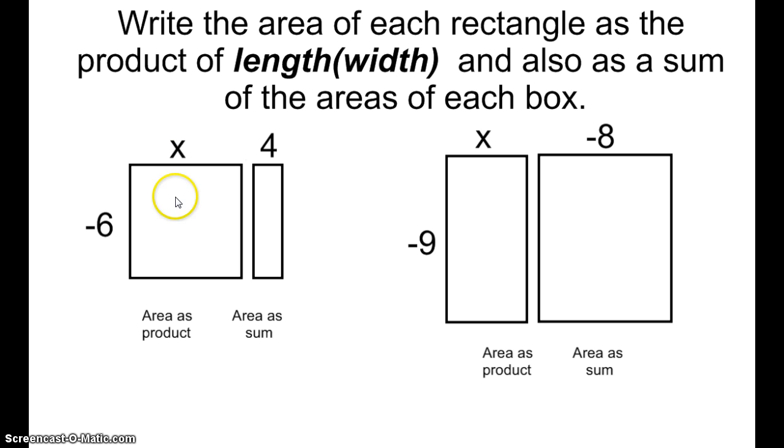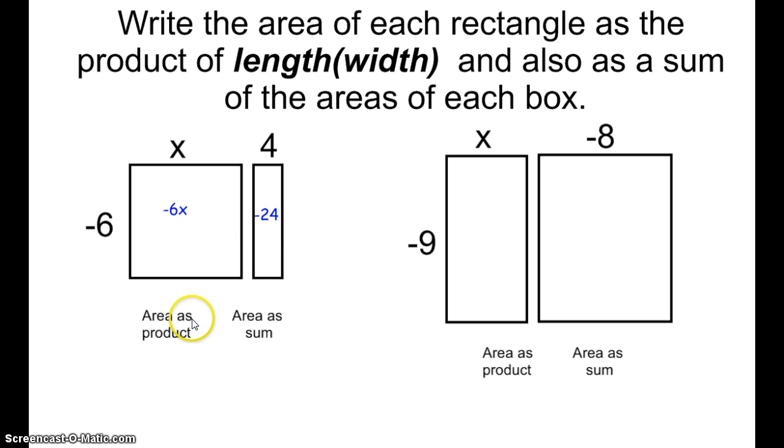Now this one, let's see. Write the area of each rectangle as the product of length times width, and also as a sum of the areas of each box. Okay, well, let's go in and just look at this first. And in the picture, let's find the picture. So this says this side is negative 6 and this side is x. So what happens when you take negative 6 times x? Yeah, you get negative 6x. Now over here, 4 times negative 6, what do you get there? A positive times a negative is a negative, so you get negative 24.